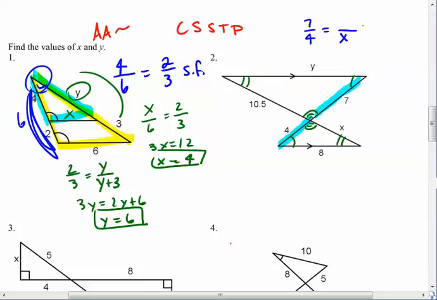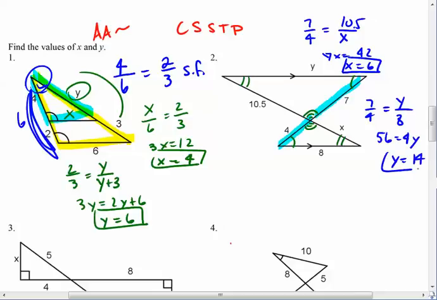And on top, I can put the 10.5. Okay, and when I go ahead and cross multiply, I get 7x equals 42, or x equals 6. Let's use 7/4 again, and we're also missing a y that's in the larger triangle, so I'll put it up with 7. That corresponds to 8, so then I get 56 equals 4y, or y equals 14.